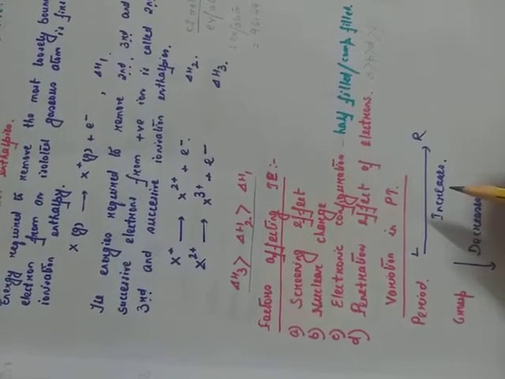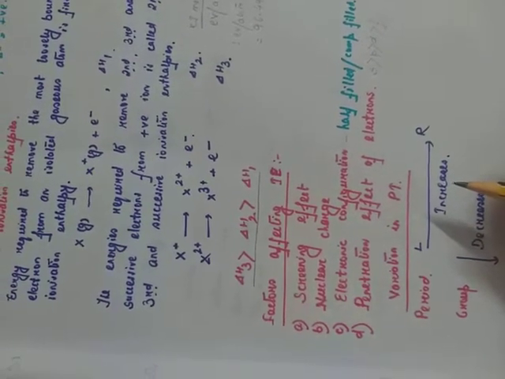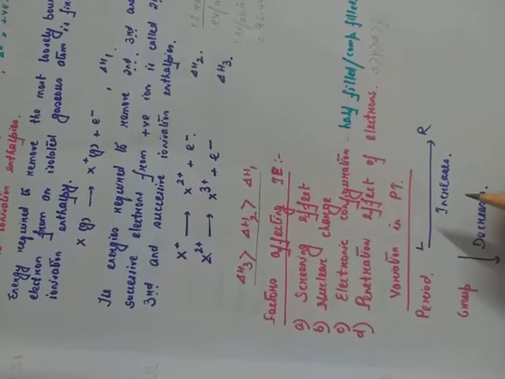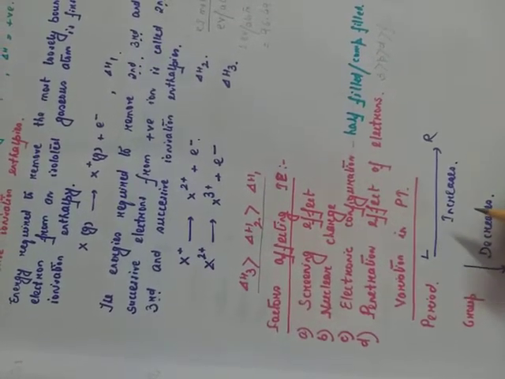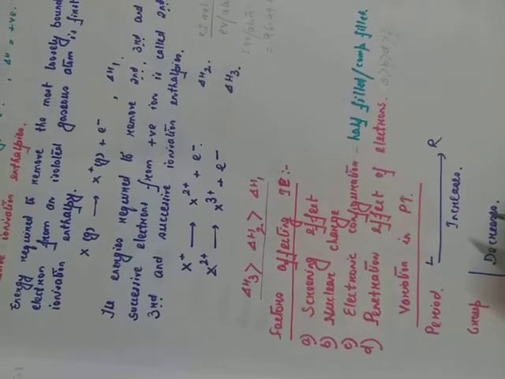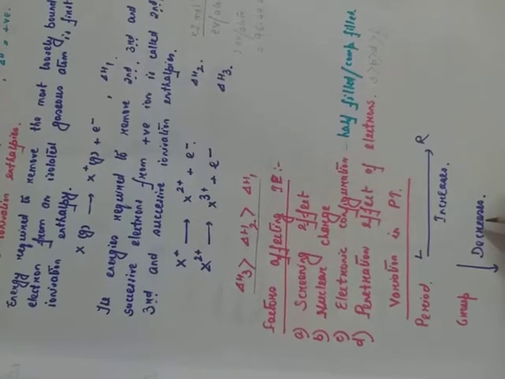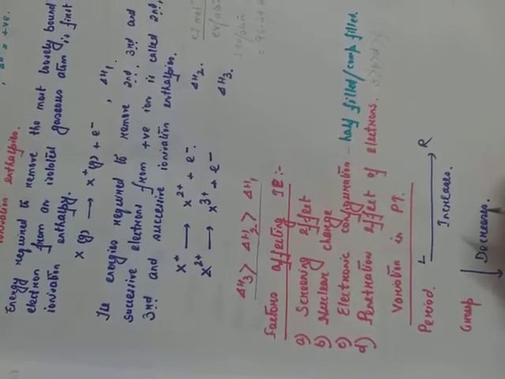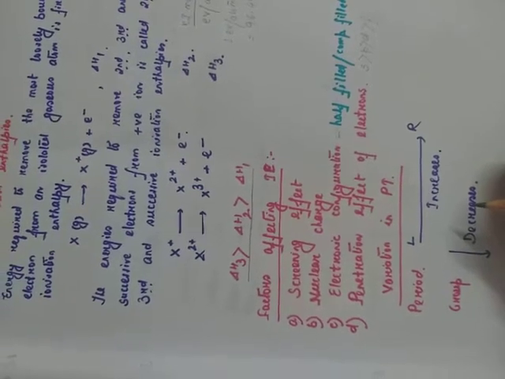So the increased nuclear charge finally predominates over the shielding effect across a period, and as a result the outermost electrons are more and more firmly held. Therefore the ionization enthalpy increases across a period. Though we have certain exceptions, like transition elements show a small variation in ionization enthalpy.